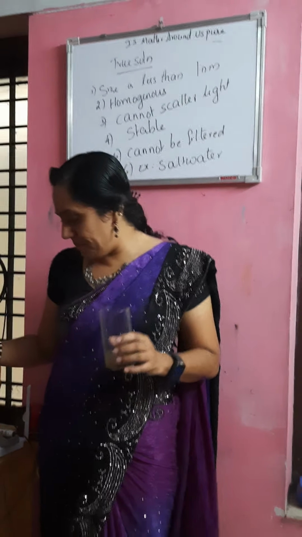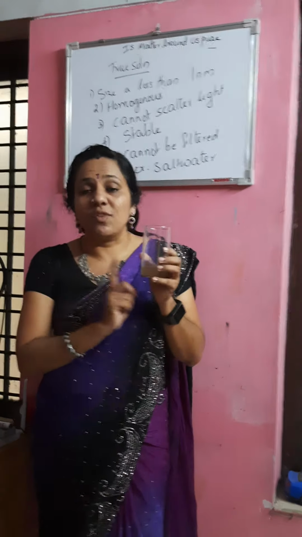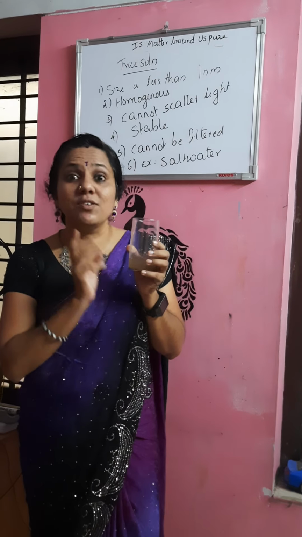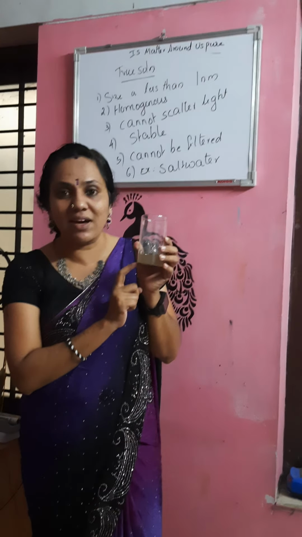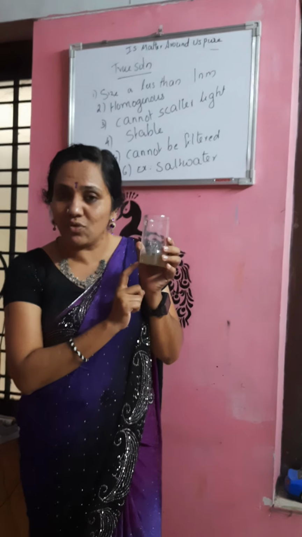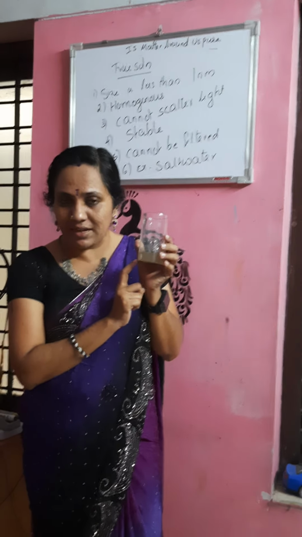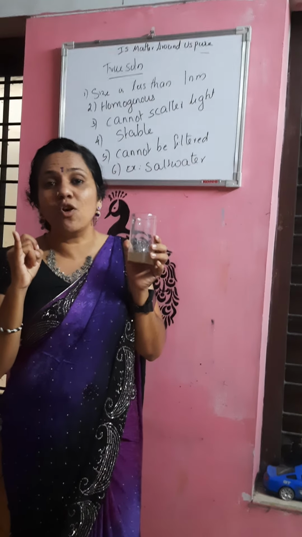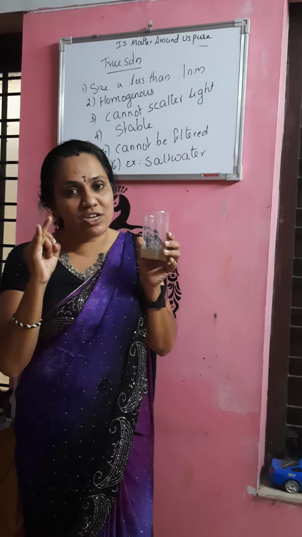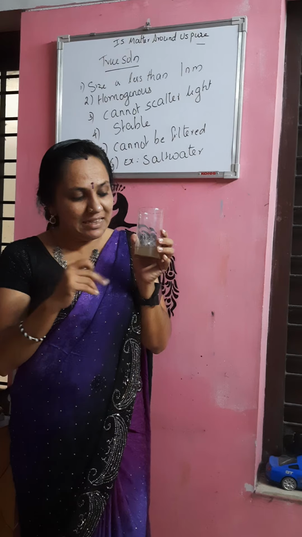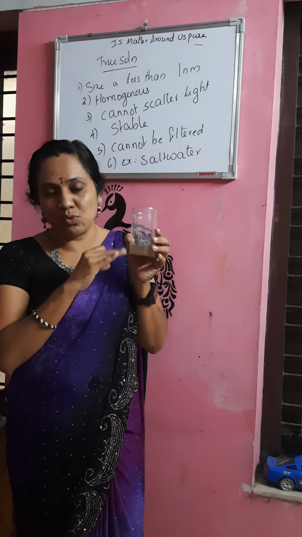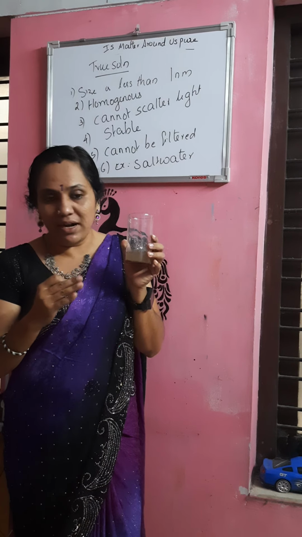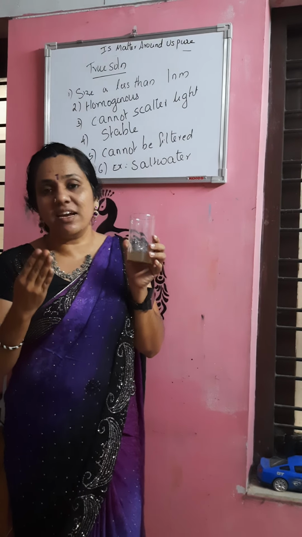The first property of a suspension: the size of the particle is greater than 1000 nanometer. The size is too high. We can see it with our naked eye. Here the solute is the sand I am taking. The second thing is they form two different layers. They are not uniformly distributed, so they are a heterogeneous mixture. The third thing is, since their size is too high, they can scatter the beam of light falling on them. But the majority of them will be settling down at the bottom.